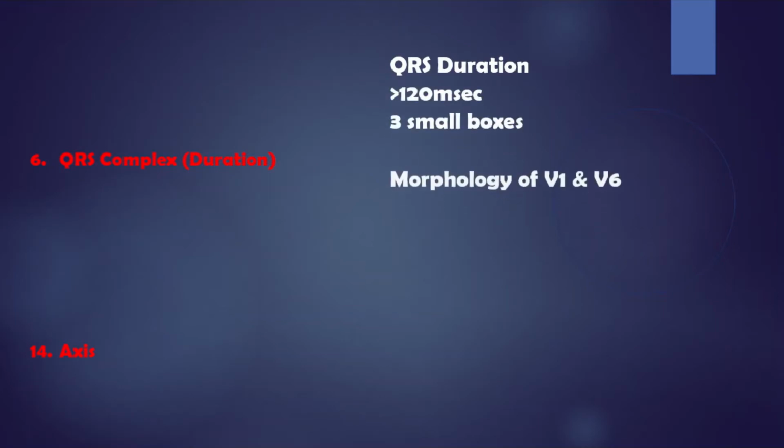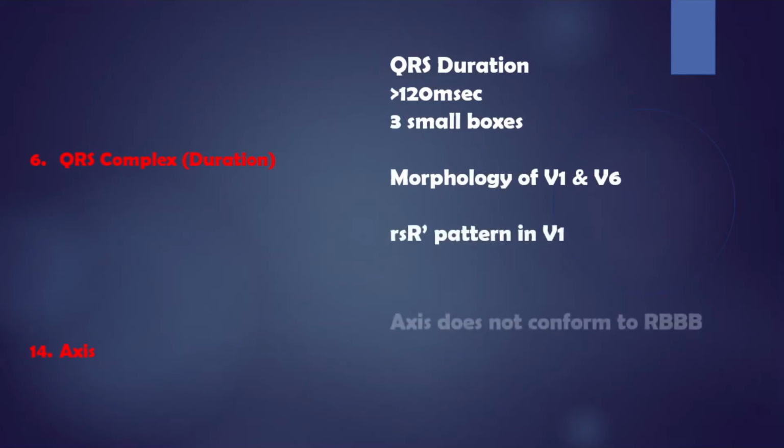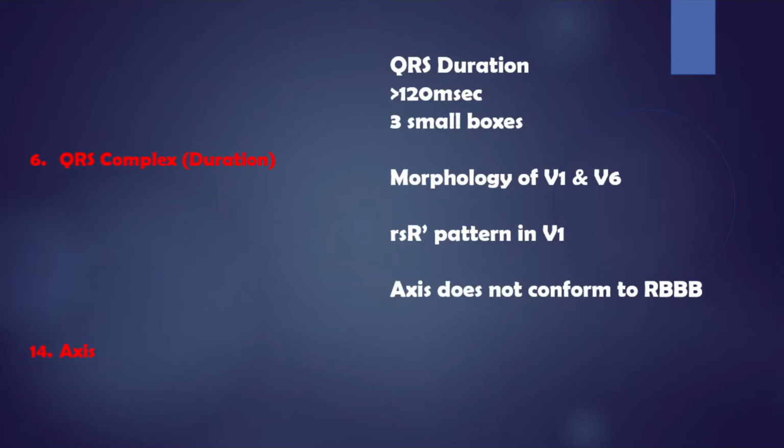The morphology of V1 and V6 was very much typical of a right bundle branch block pattern, but the axis wasn't quite conforming to a RBBB. Well, there could be concomitant left ventricular hypertrophy or an anterior fascicular block. Either way, the patient needs an echo.